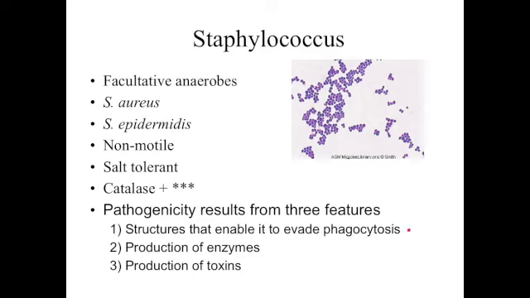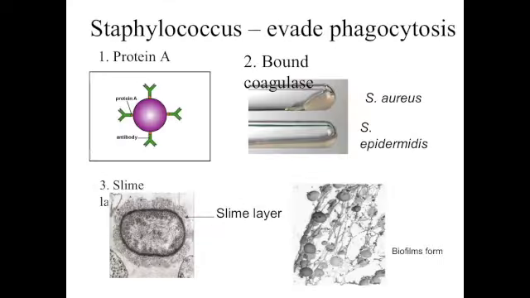Now, the pathogenesis of Staph aureus in particular comes from three different features. The first, that it's able to evade phagocytosis. The second, that it produces a number of those enzymes that help bacteria invade into deeper tissues. And then the last, that it produces several toxins that we'll talk about. Let's first look at how staph can evade phagocytosis.